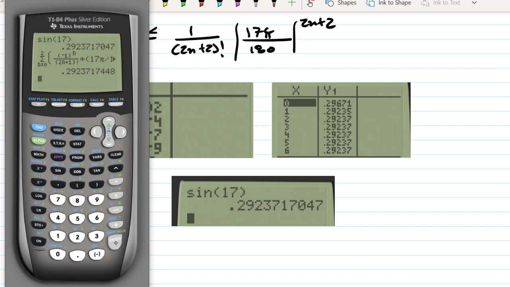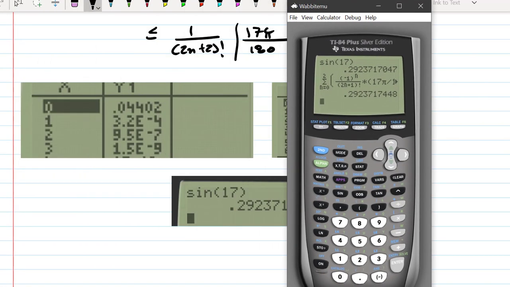And if we do the sum, we get 0.29223717. And we compare that to the sine of 17, 1, 2, 3, 4, 5, 6, 7 places of accuracy. And we saw that our error here was, we wouldn't have enough at 1, but at 2 we finally made it to where we need to be. So we can approximate the sine of 17 degrees using that.